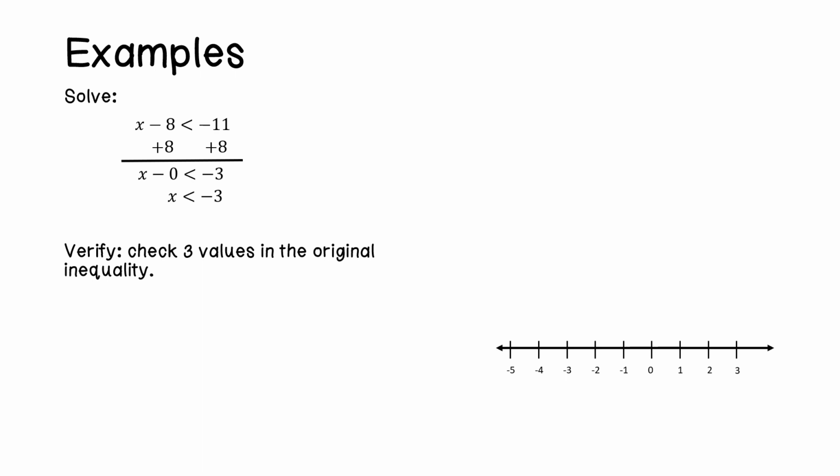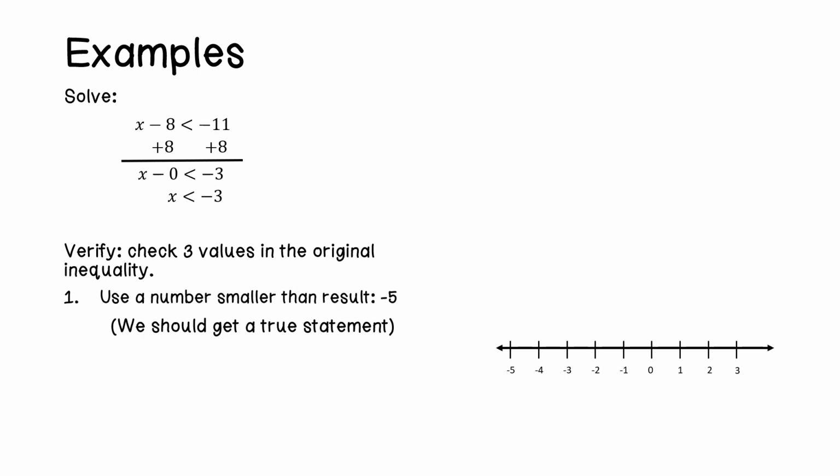Now we need to verify it. And because we have an inequality, we are going to check 3 different values. A value that should be in the solution set, a value that should not be in the solution set, so we'll get a false answer, and we're going to check the result. So we're going to try a number less than negative 3, a number greater than negative 3, and we're going to check negative 3.